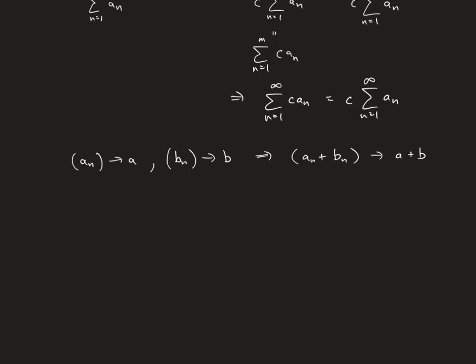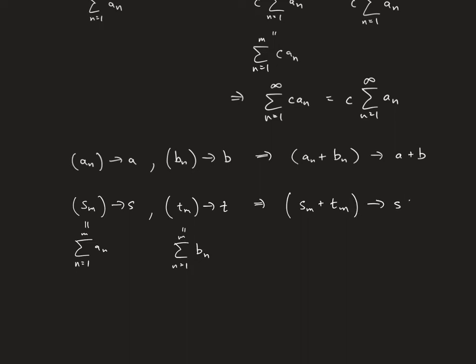And if we take these to be partial sums, so if we have S_m converging to S, and S_m is the sum of a_n from n equals 1 to m, and then we have T_m converging to T, and T_m is equal to the sum from n equals 1 to m of b_n. Okay, so we have two different series here. Then that must imply that S_m plus T_m converges to S plus T.